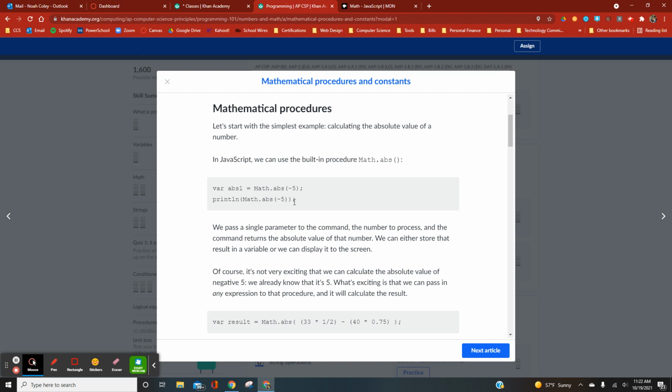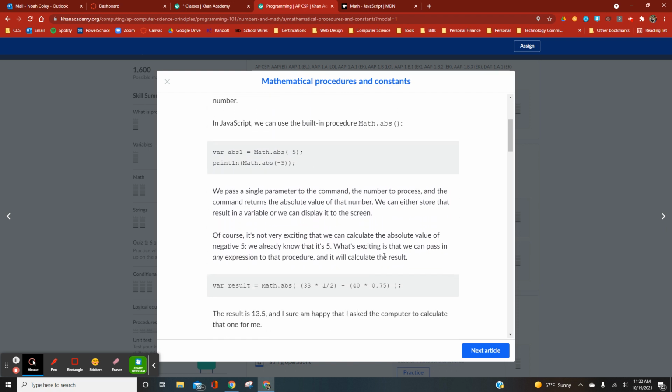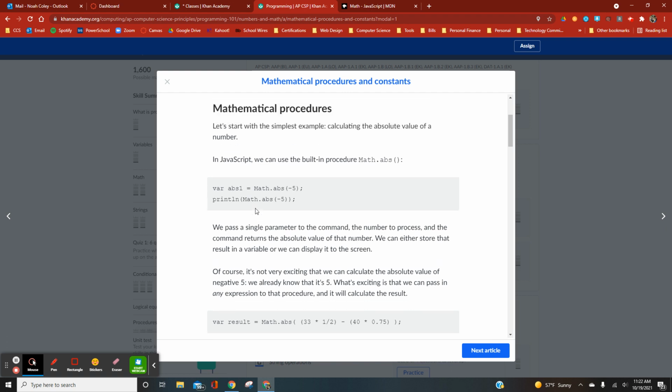parentheses -5. Okay. We pass a single parameter to the command, the number to process, and the command returns the absolute value of that number. We can either store that result in a variable or we can display it on the screen. So if we need to store this for something, we would just create a variable. If we just wanted to print it, we would simply say print line and then Math.abs, which is the built-in procedure for absolute value. And then here's the value we're looking for, -5.